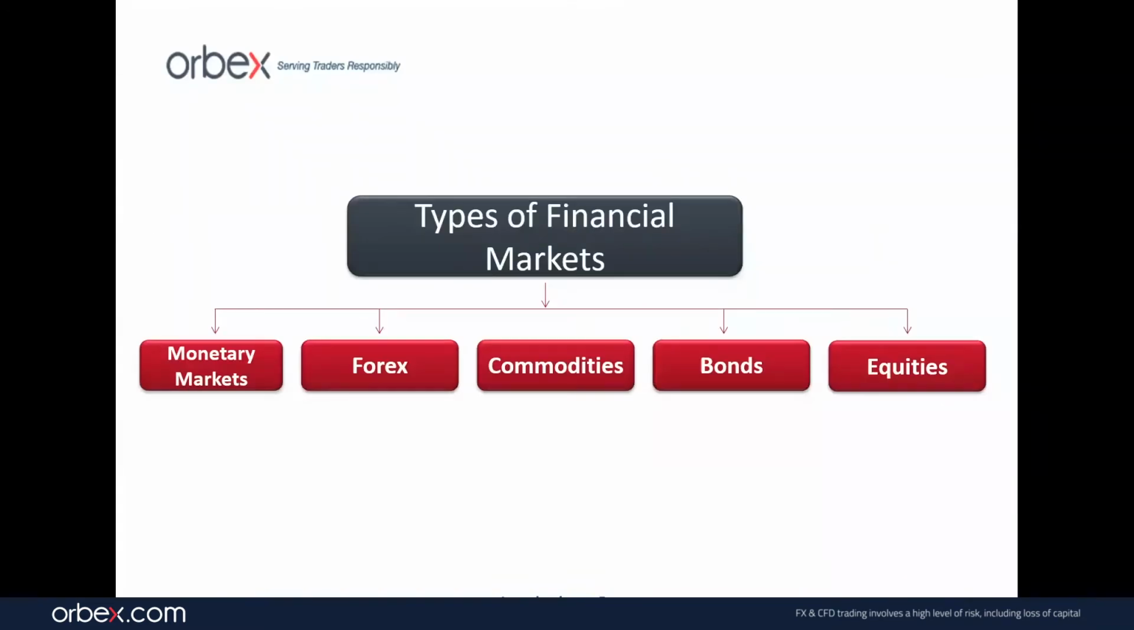So the types of financial markets that we're going to go through today. We've got monetary markets, also known as money markets to some investors and traders, Forex, which we'll be looking at, commodities, bonds, and equities.